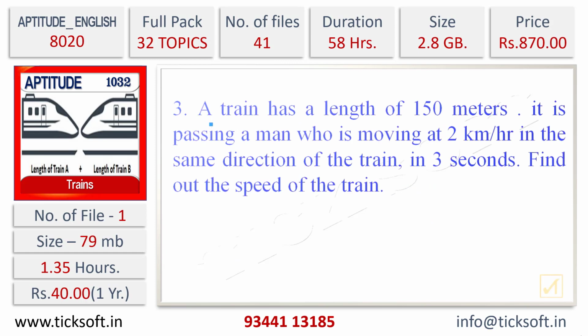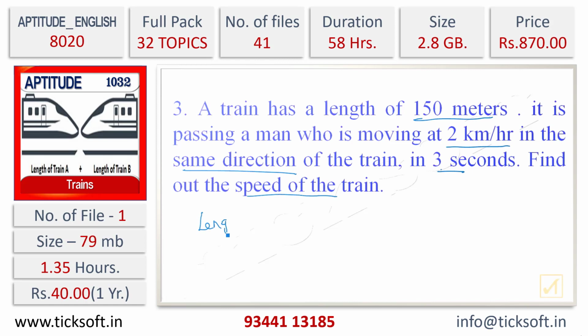And now the third question is, a train has a length of 150 meters. It is passing a man who is moving at 2 km per hour in the same direction of the train in 3 seconds. So here listen, the length of the train is 150 meters and it passes a man in 3 seconds, and that man is moving at 2 km per hour in the same direction. Now we have to find out the speed of the train. That is the question.